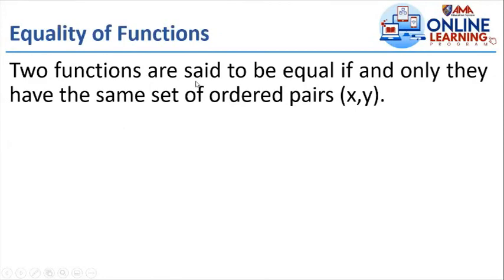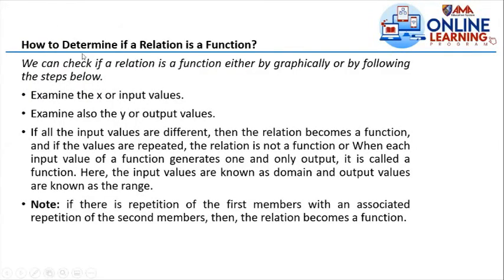All right. So two functions are said to be equal if and only if they have the same set of ordered pairs. Same with na-discuss natin last time. So if ever yung given sa first set is 1, 3, for us to say na equal sila, that should be yung sa second, dapat 1, 3 din. Ayan. So now, how to determine if a relation is a function?